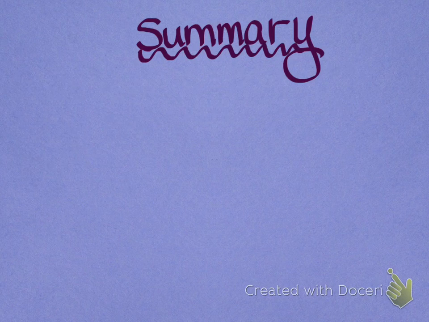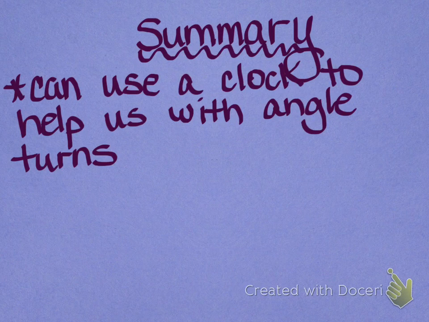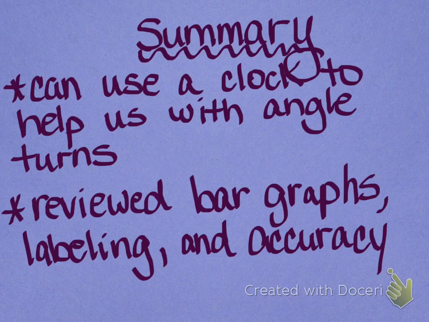Alright, to summarize what we've talked about today, we saw that we can use a clock to help us with angle turns, and we reviewed bar graphs, labeling, and accuracy. And that's pretty much it for today.